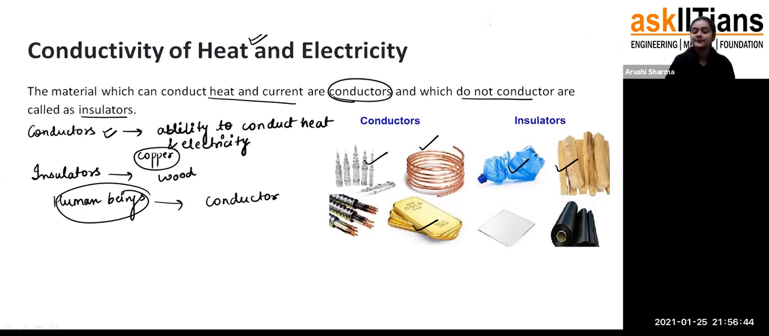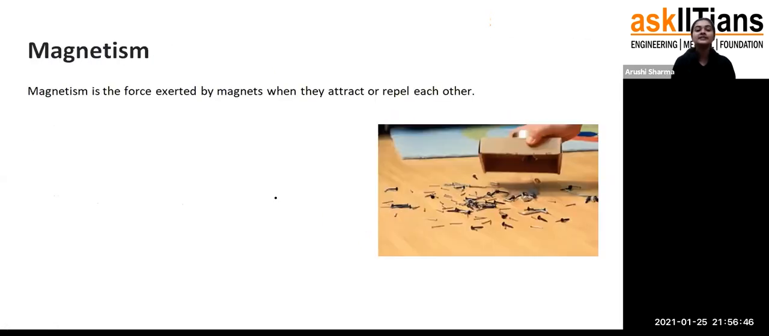Fine, students. Now the next property is magnetism. Magnetism is a kind of force, or a type of property, exerted by magnets. The substances which are attracted by the magnet are called magnetic, and the substances which get repelled by the magnet, what do we call them? Non-magnetic ones.